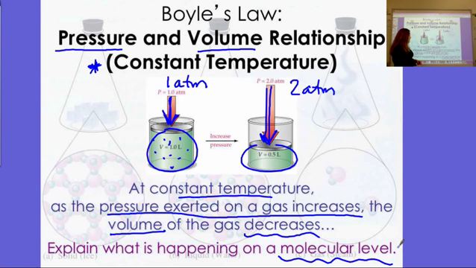If I could see the particles in here, what would be happening at a molecular level? I'm not decreasing the number of particles. It's still a closed container. I'm just pushing them closer together. So what am I eliminating? Some of that empty space.